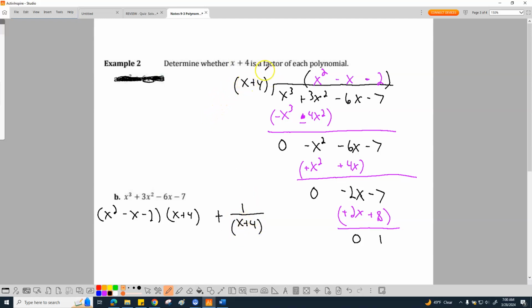So it wants to know, is this a factor of each polynomial? If there is a remainder, the answer is no, it is not a factor. No, not a factor. Because there is a remainder. This one up here we did earlier in the previous video, it was a factor because it did not have a remainder.